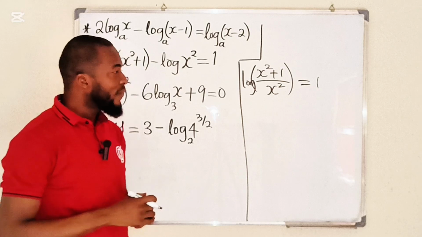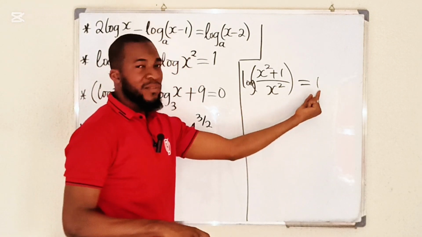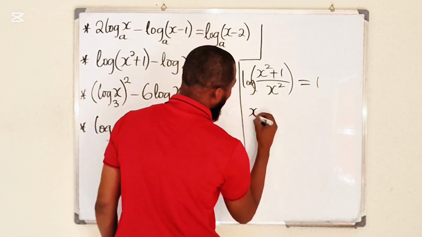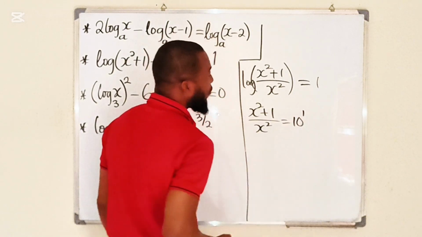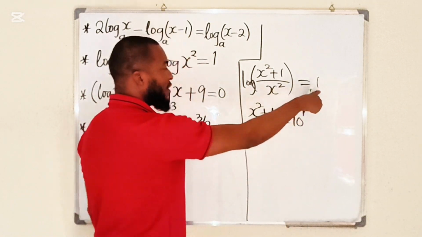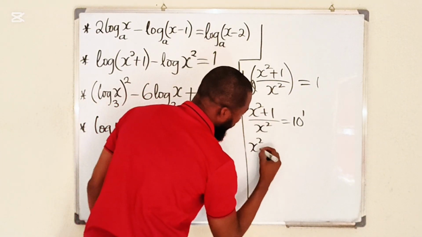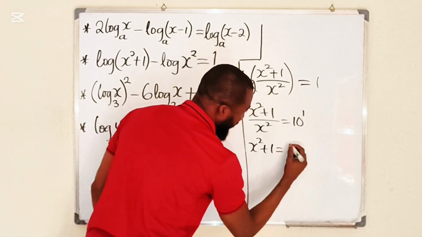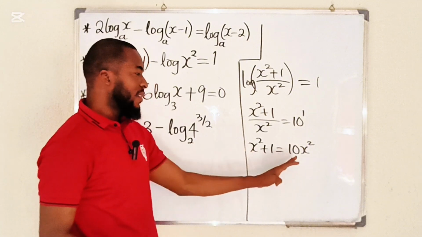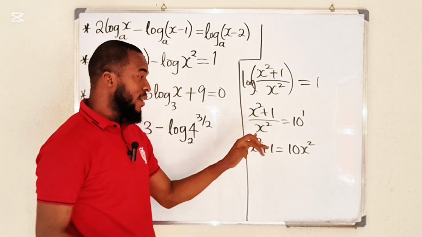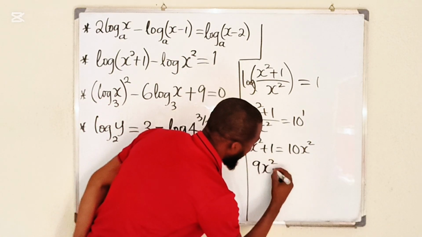Then from the definition of logarithm, the argument will be equal to that base raised to the power of this number. So the whole of x squared plus 1 divided by x squared is equal to 10 raised to the power of 1. The base, which is 10, raised to the power of this number 1. From here, you can cross multiply. You take x squared plus 1 equal to x squared times 10, which is 10x squared. This is the same thing as 10x squared minus x squared equal to 1, right? And 10x squared minus x squared is 9x squared equal to 1.